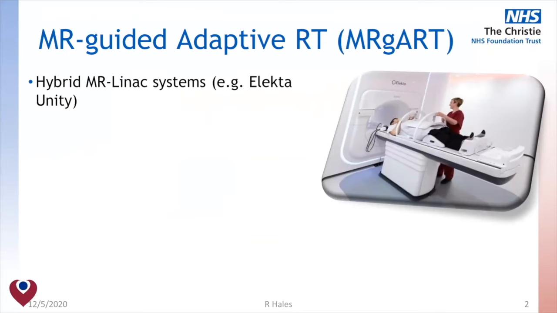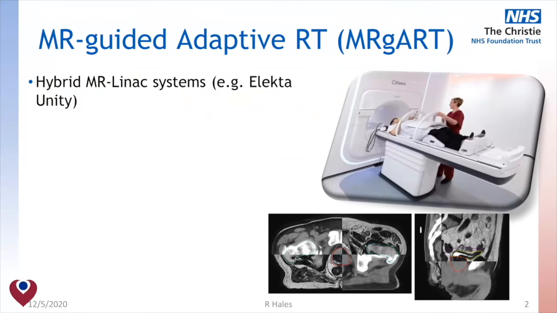So each fraction delivered on the Unity is an adapted fraction, and this is supported, as others have mentioned, by the superior soft tissue contrast of MR over cone beam and standard CT. This brings with it the necessity to establish new ways of working.